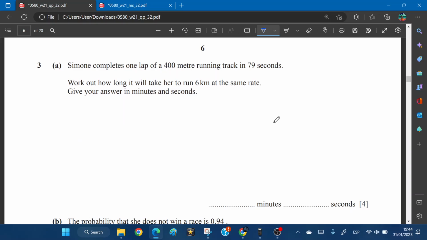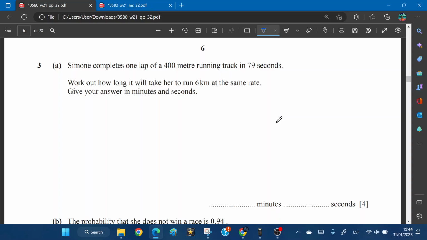Alright. Right, Simone is running a lap in 79 seconds. That's quite fast, isn't it? Well, it's more than a minute. It's not a bad time. Work out how long it will take her to run 6 kilometers at the same rate. Give your answer in minutes and seconds.